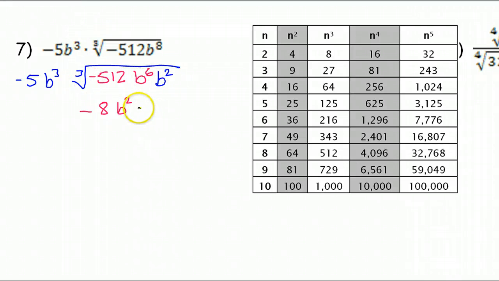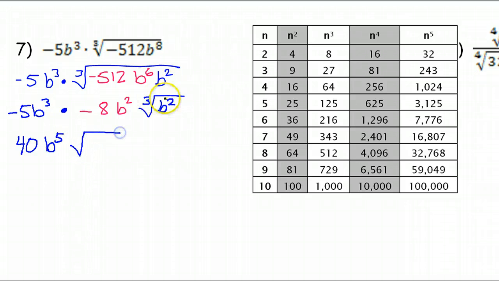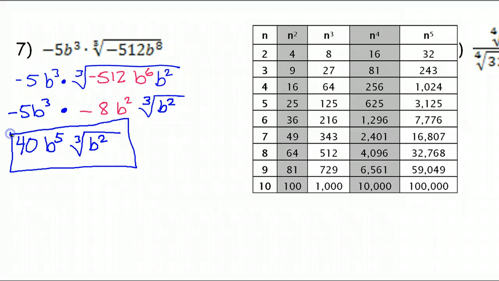Everything in blue is going to stay like it is, so the cube root of b squared. Now this out here is still there, and please understand that we are multiplying. So negative 5 times negative 8 is positive 40. B to the third times b squared is b to the 5th power. And then I will still have the cube root of b squared. So this is the final answer for number 7.